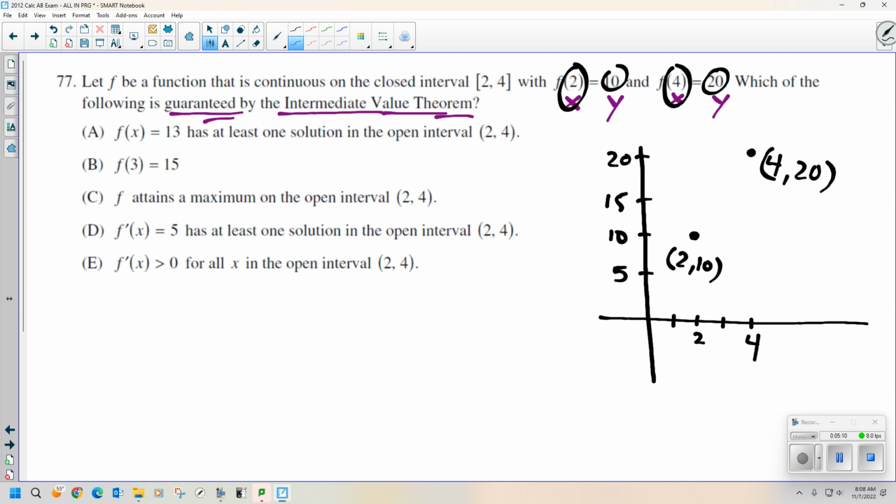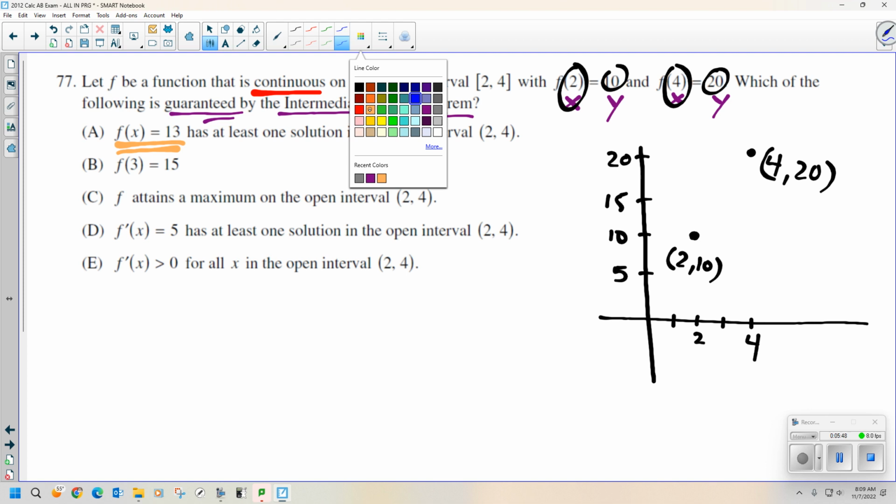So what is guaranteed? Well, the intermediate value theorem states that there is some value c that has a y value, or a solution, between two coordinates if the function is continuous. If the function is continuous, meaning if I connected these two dots, it doesn't matter how I connect them. In fact, before we even do that, f of 13 has at least one solution.